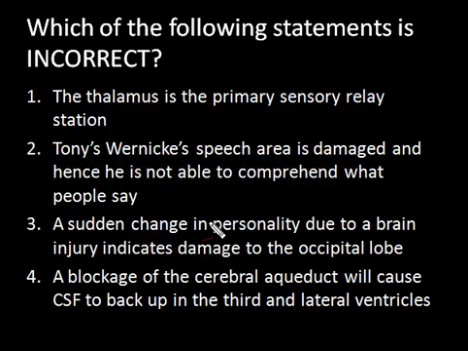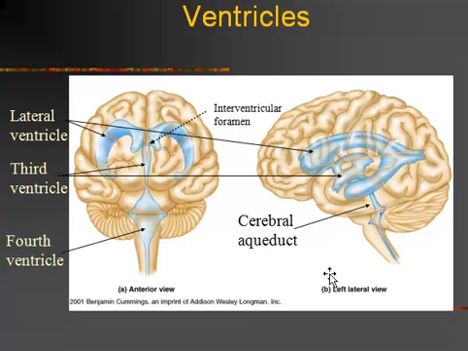And let us look at the last statement, which says a blockage of the cerebral aqueduct will cause CSF, or cerebrospinal fluid, to back up in the third and the lateral ventricles. Now I want to show you this image which is there in your brain and spinal cord slides. If you look at this image, you can see that we are talking about the cerebral aqueduct, and this part here is the cerebral aqueduct which connects the third ventricle to the fourth ventricle. You can see this here.